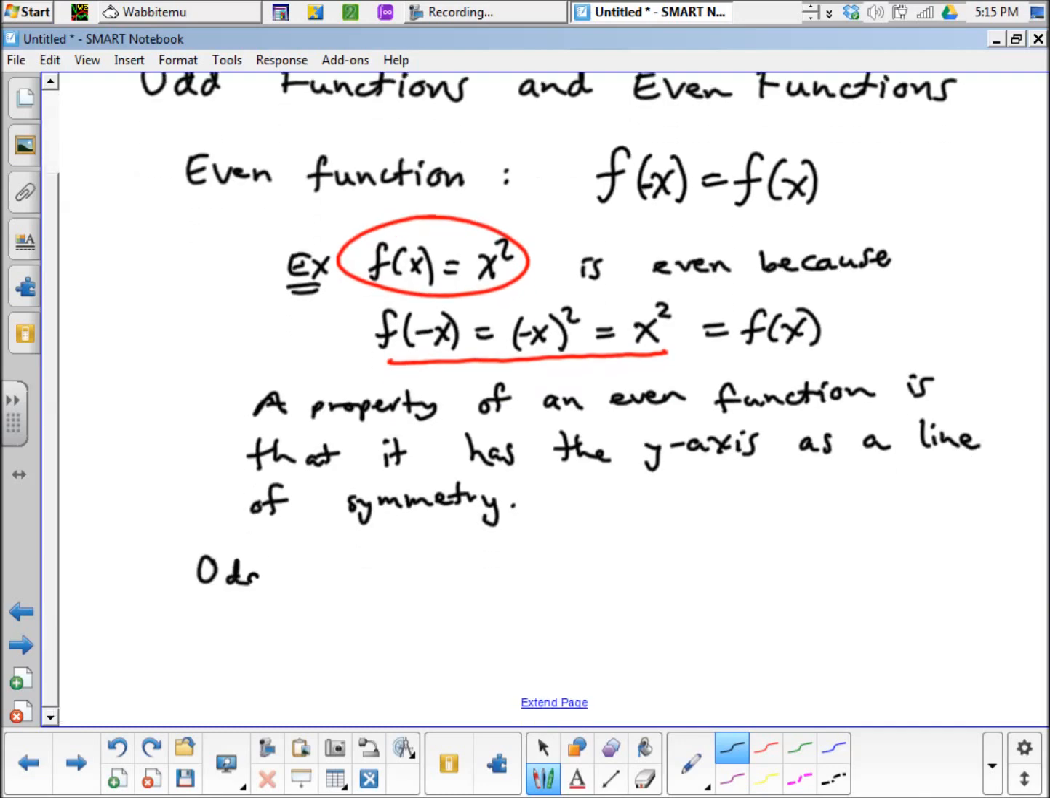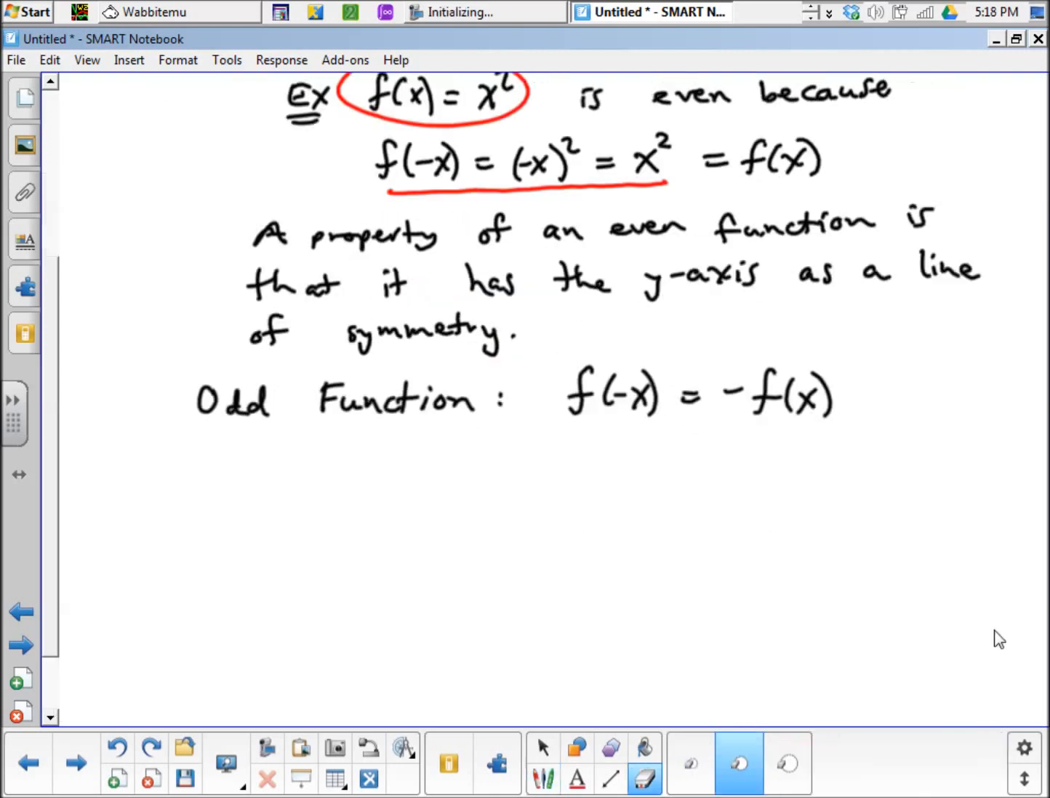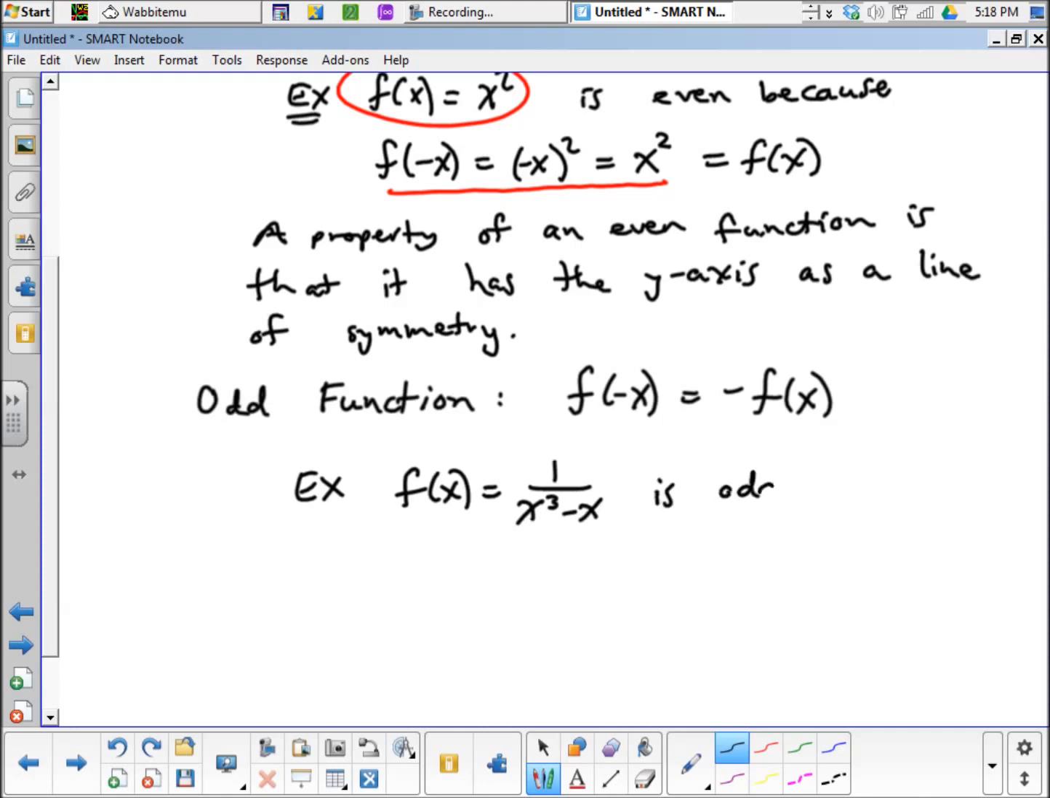Let's talk about an odd function. So the defining characteristic of an odd function is that f of negative x does not produce the original function, but it produces the exact opposite of the original function. My example for this one is going to be the following function. f of x is 1 over x cubed minus x is odd. Let me show you why it's odd.